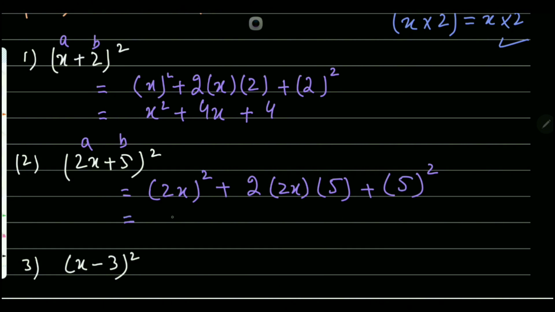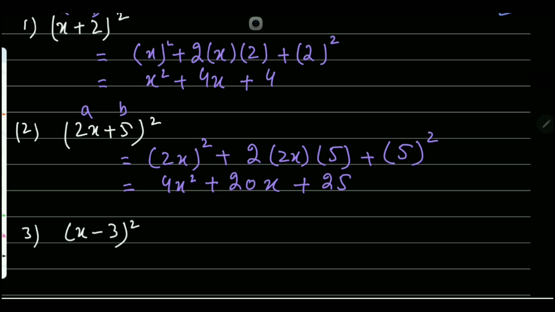We will just solve it. (2x)² is 4x², 2 multiplied by 2x multiplied by 5 is 20x, and 5² is 25. So 4x² + 20x + 25 will be your final answer.